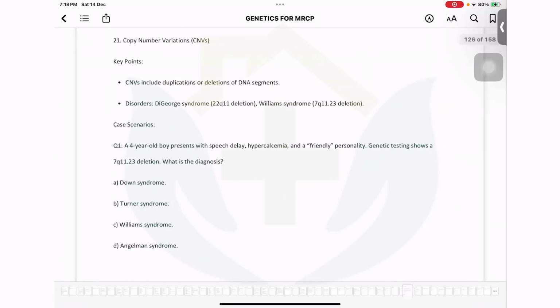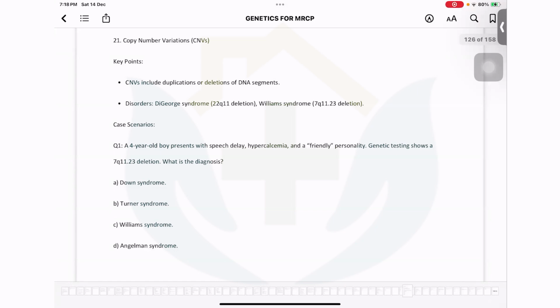Now, copy number variation. CNVs include duplications or deletions of DNA segments. For example, DiGeorge syndrome, Williams syndrome. So let us see. A 4-year-old boy presents with speech delay, hypercalcemia.